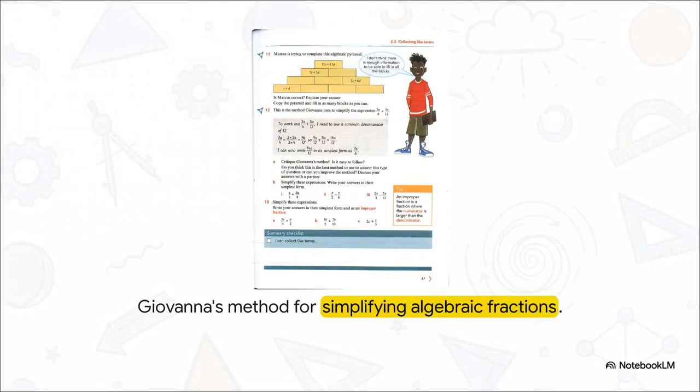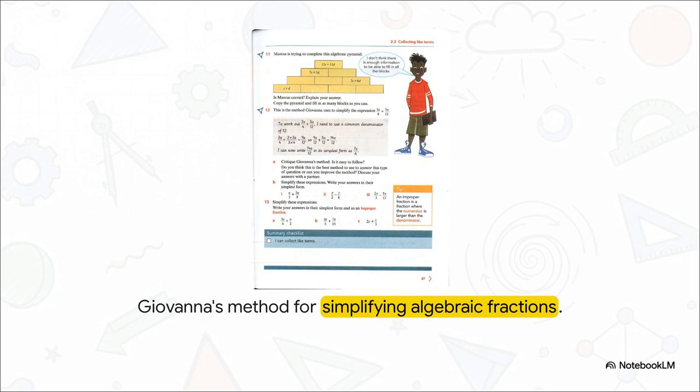And check out how all our tools come together in this fantastic example. This is Giovanna's method for simplifying algebraic fractions. We're trying to add 3a over 4 to 5a over 12. So she uses our tool of finding a common denominator, converting that first fraction to 9a over 12. Now they match, so she just adds the numerators together. 9a plus 5a gives 14a.